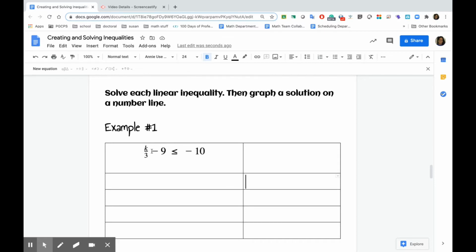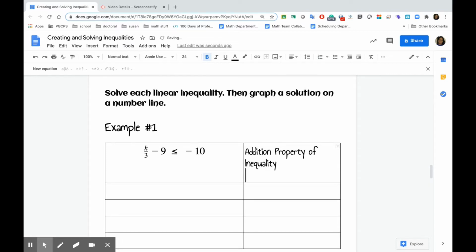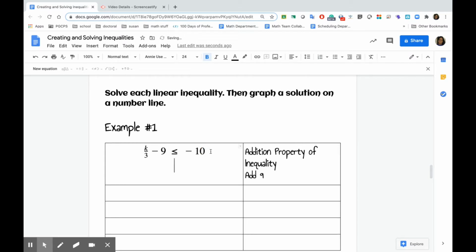So let's start first by eliminating negative 9 on the left side of the inequality. To do that, we'll use the addition property of inequality. So we'll add 9 to each side. Now the left side will be added by 9, same as with the right side.